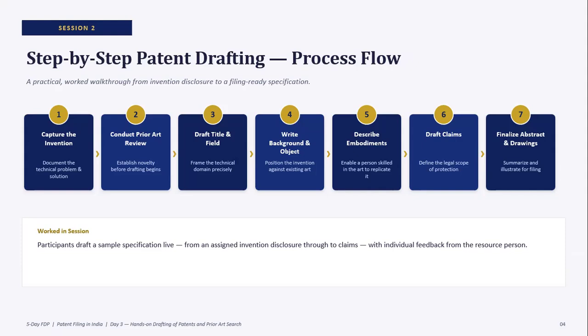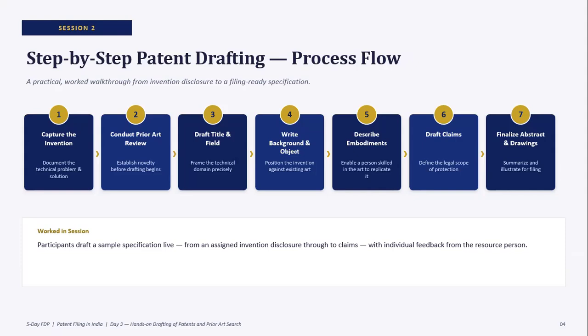The fifth step is to describe the embodiments. A description should provide adequate technical information so that a person skilled in the art can understand and replicate the invention. The sixth step is to draft the claims. This is the critical stage because the claims define the legal scope of protection sought. The seventh and final step is to finalize the abstract and drawings. These provide a concise representation and visual explanation of the invention.